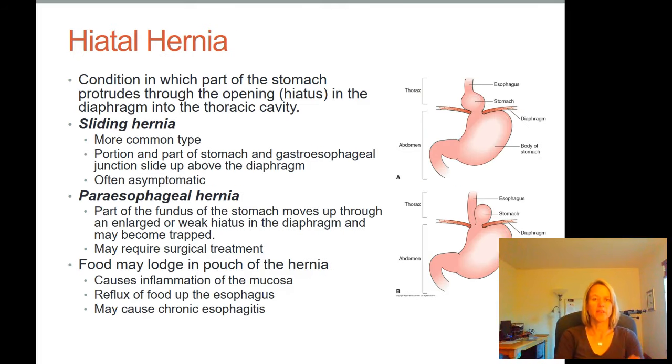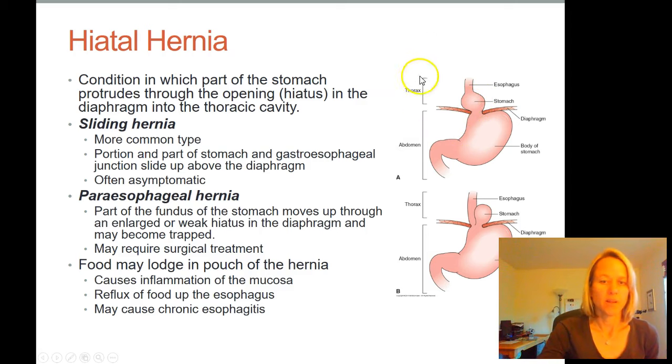Okay, hiatal hernia. This is a condition in which part of the stomach protrudes through the opening in the diaphragm called the hiatus. The sliding hernia is a more common type. This is where a portion of the stomach moves up above the diaphragm, but it can also slide back out. So it can move up and back. Like it may bother you lying down, and then you stand up and it slides back down. This one can often be asymptomatic.